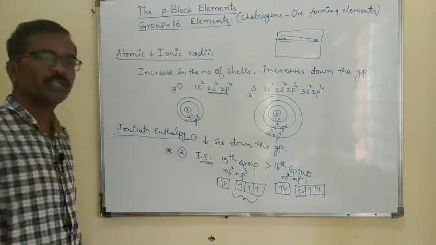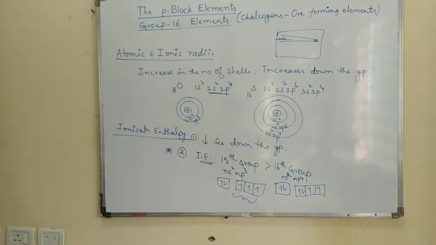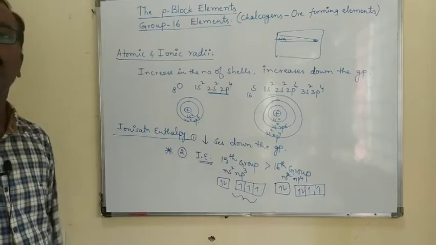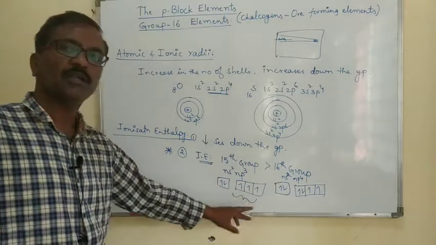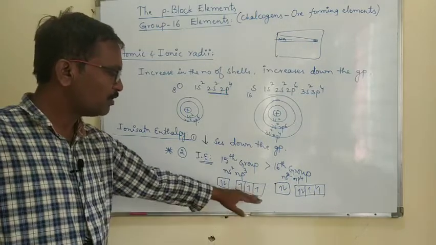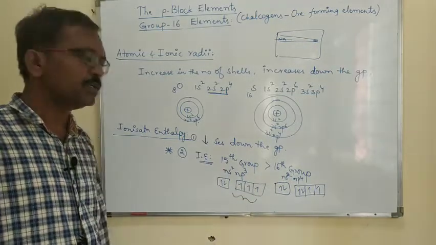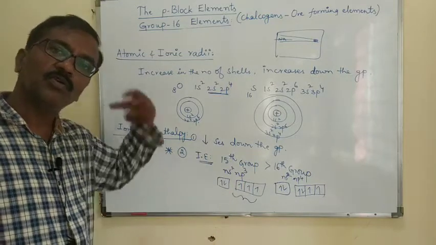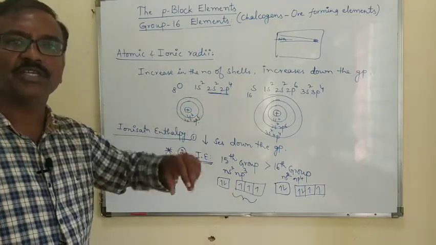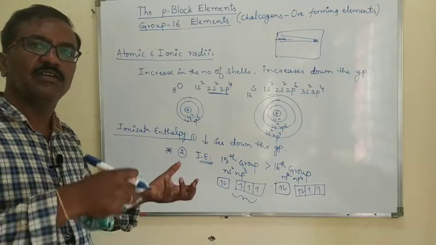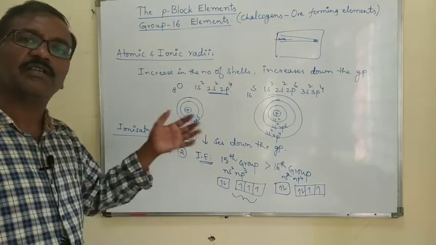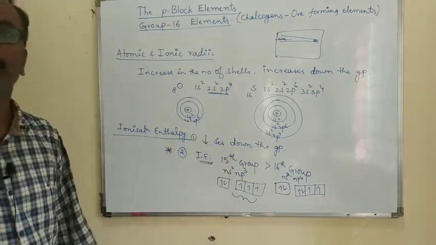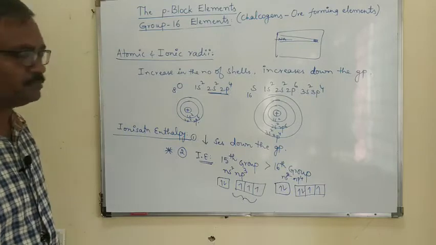Why do 15th group elements have more ionization enthalpy than the 16th group? This is due to the extra availability of a half-filled orbital, which gives more stability to the 15th group. More stability means you have to give more energy to remove the electron. That's why the 15th group has more ionization enthalpy than the 16th group.